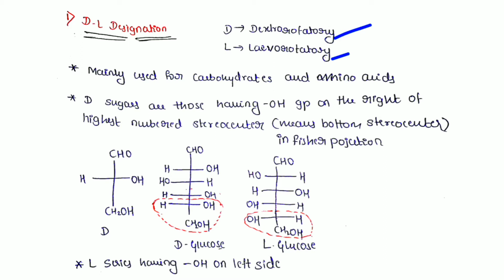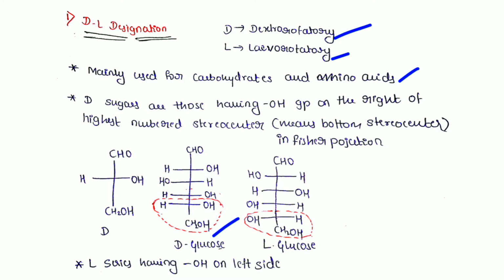When a rotation is to the right hand side, that is called dextrorotatory, and when it is to the left hand side, that is called levorotatory. This nomenclature is basically used for carbohydrates and amino acids. These sugars are those where the OH group is on the right hand side of the highest numbered stereocenter, meaning the stereocenter from the bottom side in a Fischer projection. The last stereocenter in the Fischer projection is called the highest numbered stereocenter.